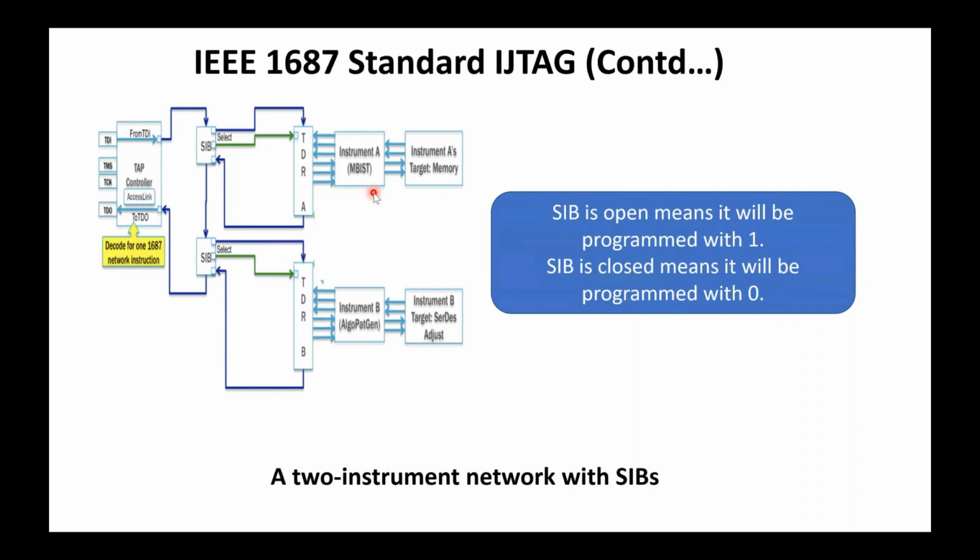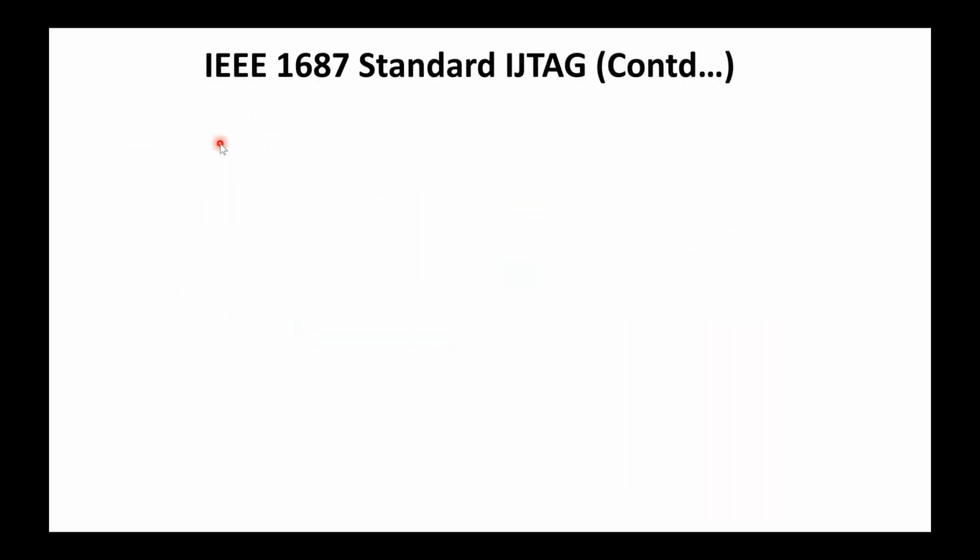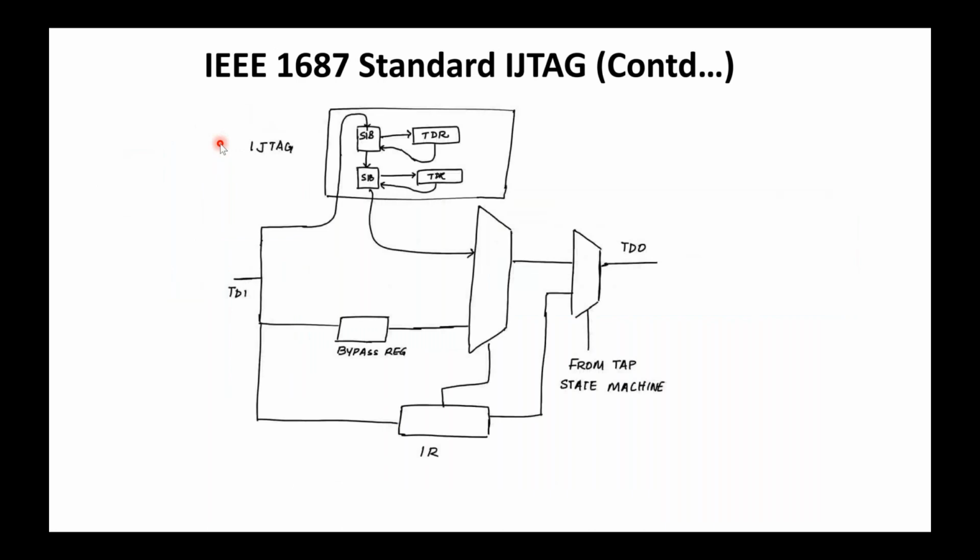So this is the IJTAG standard. The additional component is this SIB. If the SIB is there, then that is the IEEE 1687 standard. This is how IJTAG will basically look like. During IR scan, by loading the appropriate value into the instruction register, we can select the IJTAG network. And when the IJTAG network is selected, then through this TDI, we can program the SIBs and the TDRs. This structure is similar to what we had seen in the previous slide.